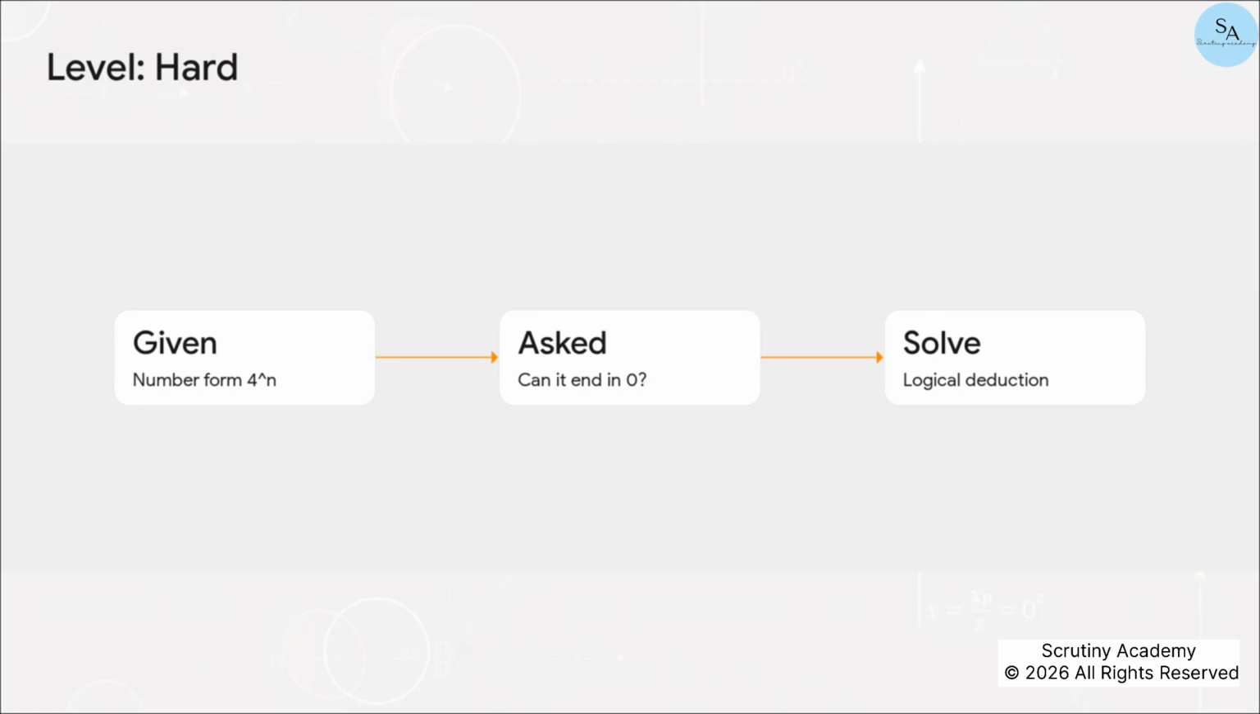So let's step it up to a hard, board exam level question. What is given here? A number in the form of 4 to the power of n, where n is any natural number. Okay, and what is asked? Can this number ever end with the digit 0? Now, please don't panic at the sight of letters mixing in with numbers. It's totally fine. We don't need to guess, and we don't even need a calculator. We just need to use our trusty prime building blocks to solve this puzzle.